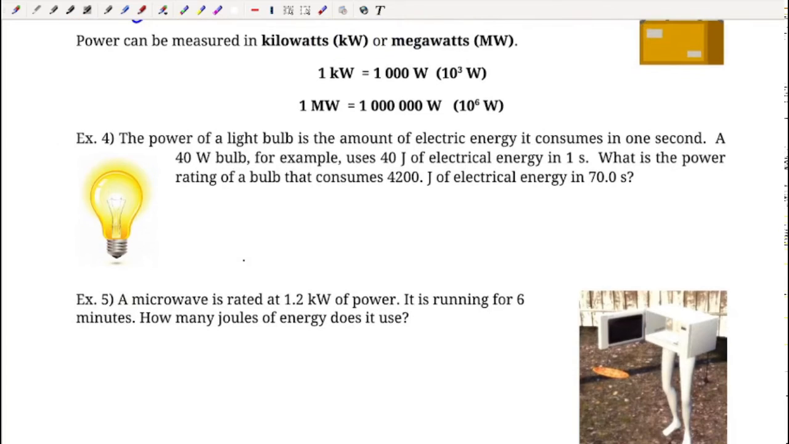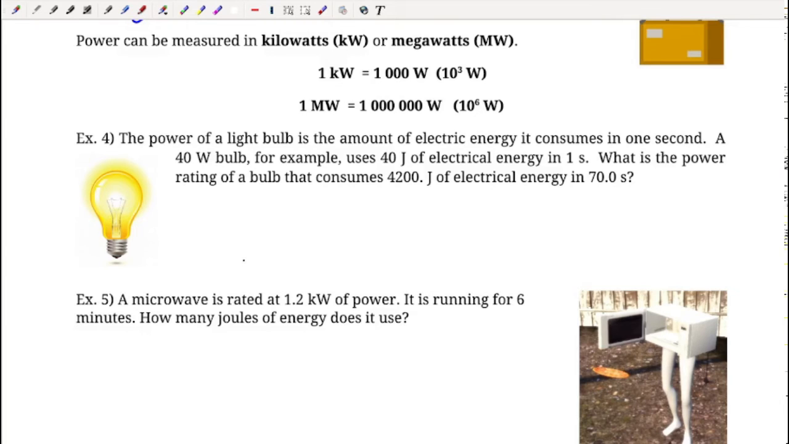So, example number 4. The power of a light bulb is the amount of electricity it consumes in 1 second. How many joules does it consume every second? So a 40-watt bulb, for example, uses 40 joules of electrical energy in 1 second.